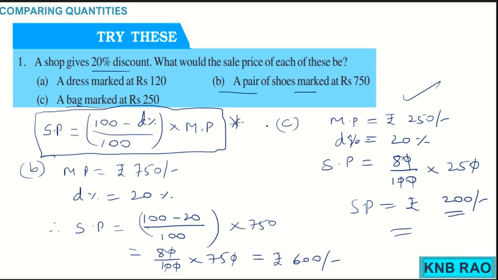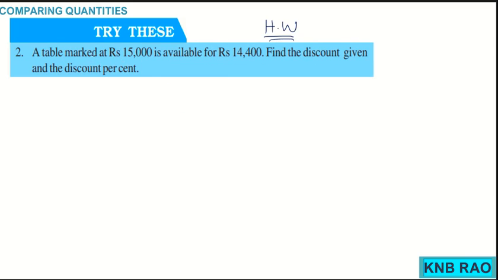Now coming to question number 2. In this question number 2, a table marked at rupees 15,000 is available for rupees 14,000.